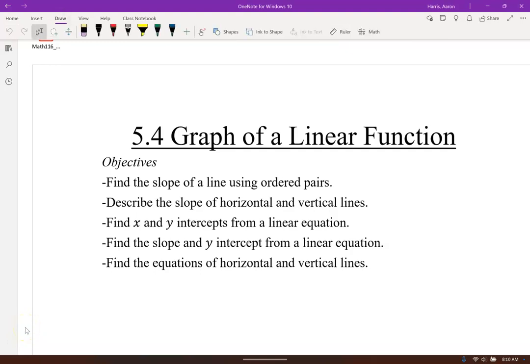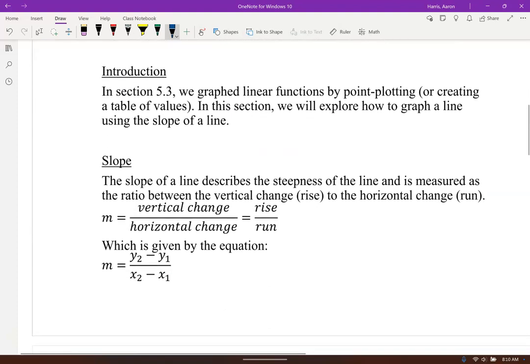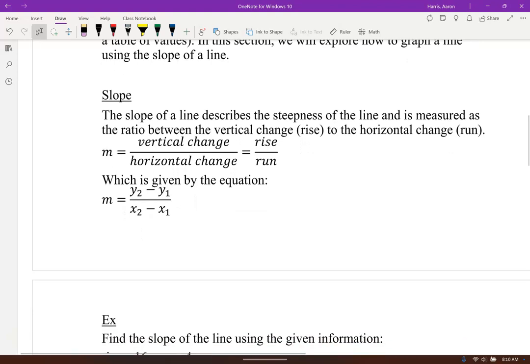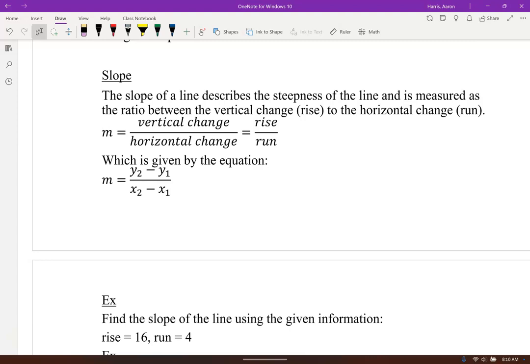We're going to talk about a graph of a linear function. We're going to find the slope. We're going to describe the slope of horizontal and vertical lines. We're going to find x and y intercepts. We're going to find the slope and the y-intercept from the graph, and then we'll find equations of horizontal and vertical lines as well. So last time we did it with some point plotting and table of values, and that can be helpful for this section, but we're going to do specifically linear equations.